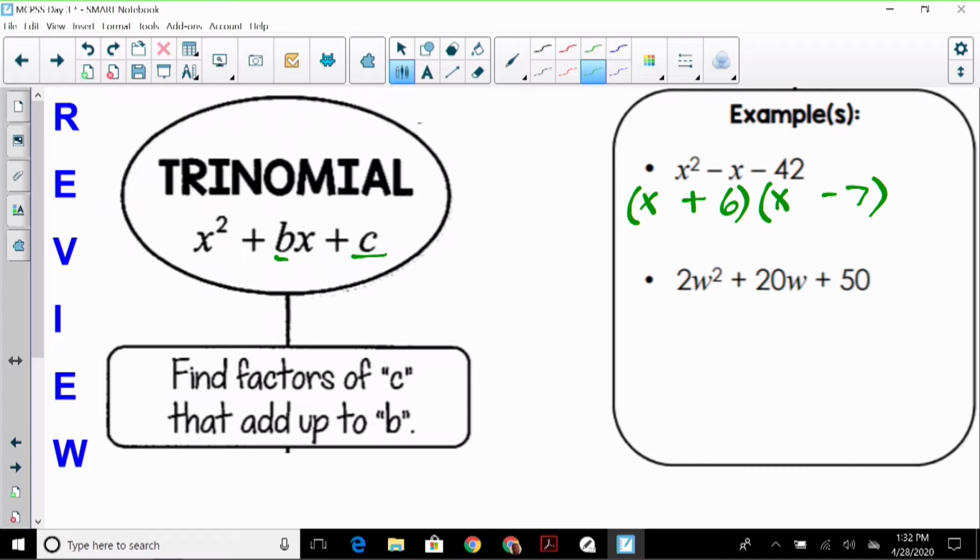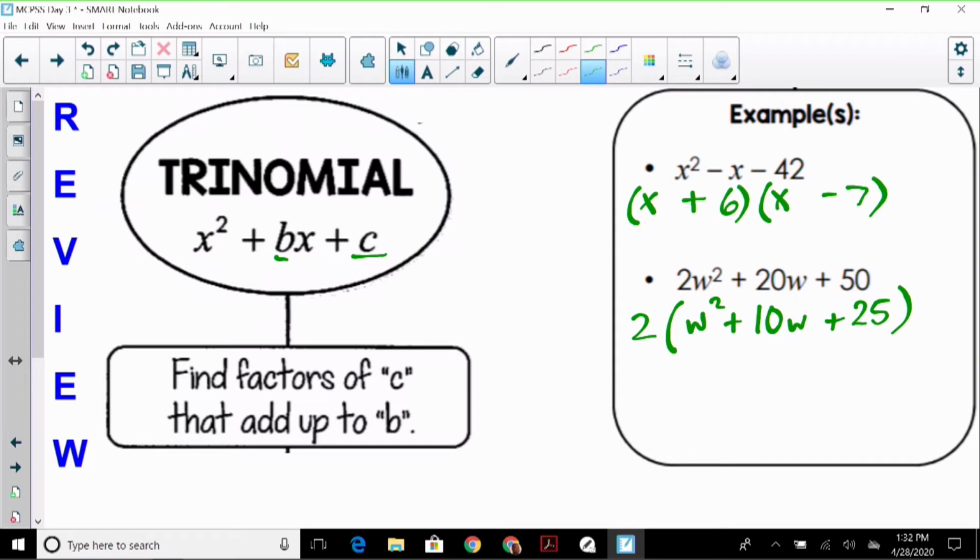Another example, trinomial, three terms. In this case, there's a GCF, or greatest common factor. Notice all of these terms, 2 can divide evenly into all three of these terms. 2 divides evenly here, leaving us with just 1, or w to the second power. We could divide 2 into 20, leaving us with 10. And we can divide 50 by 2, leaving us with 25.